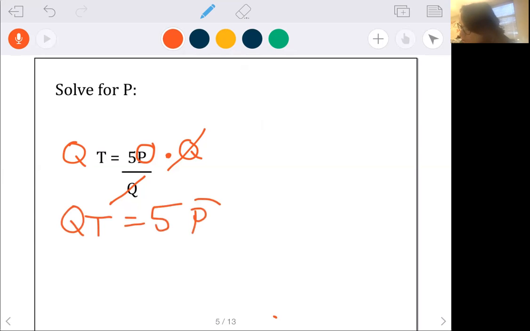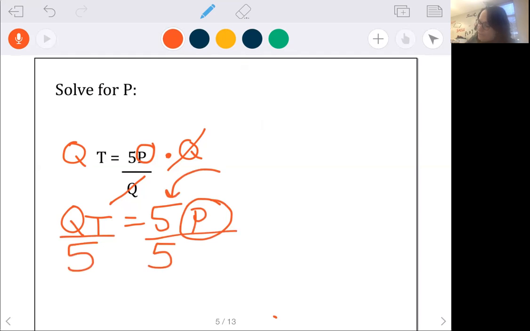I always tell kids, circle what you're solving for and get rid of every layer in front of it by doing the opposite. This is 5 times p. It's not 5 plus or 5 minus. The opposite of multiplication is division. Then these cancel. So your answer would be p is equal to t times q divided by 5. So you always do the opposite.